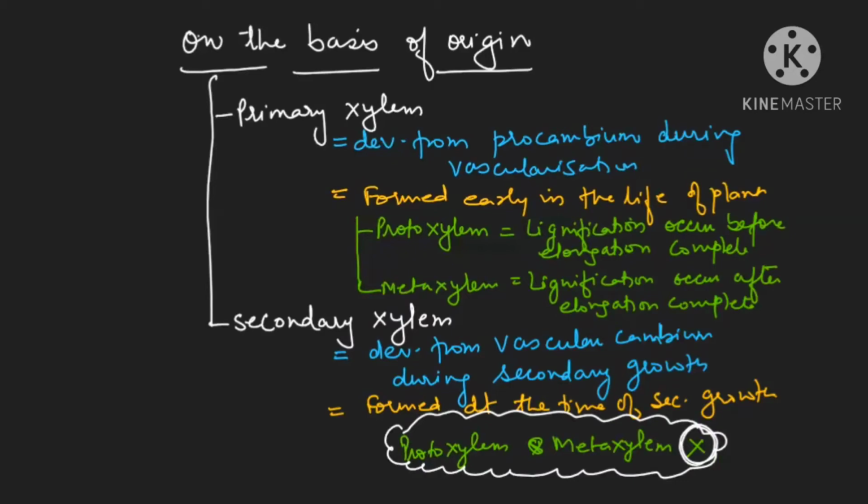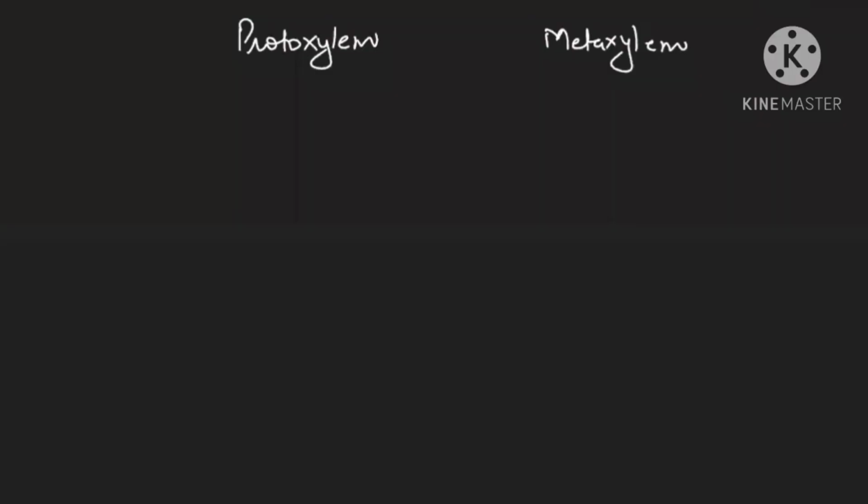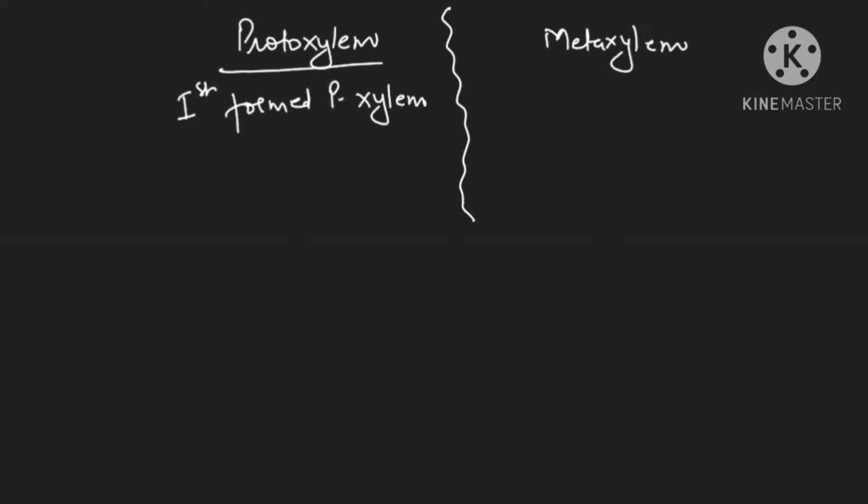Now, next. Now see the difference between the protoxylem and metaxylem. This is the first formed primary xylem. And later formed primary xylem is known as metaxylem.